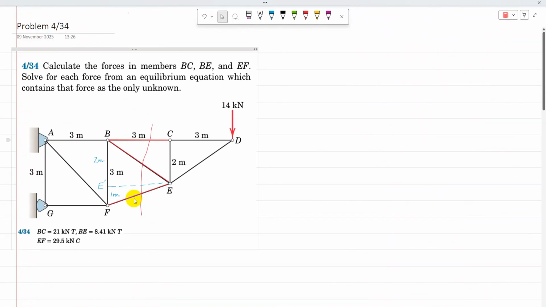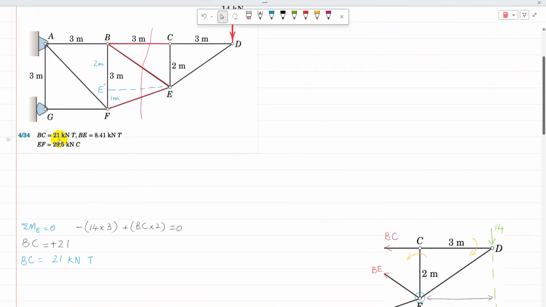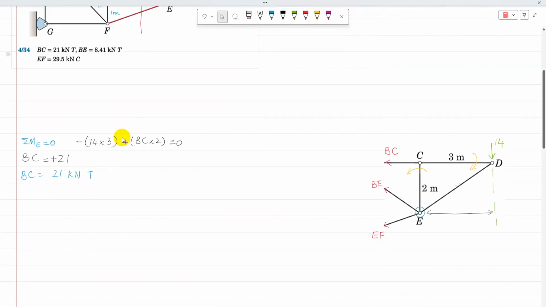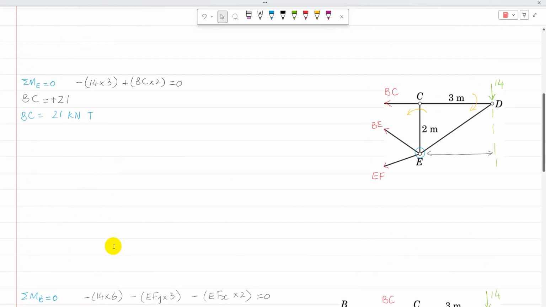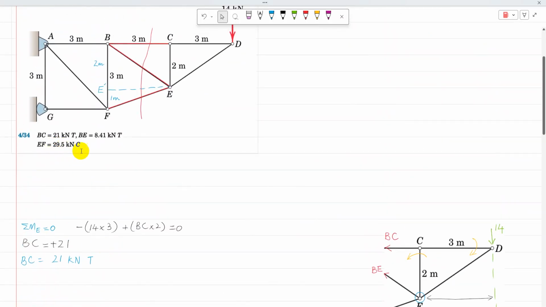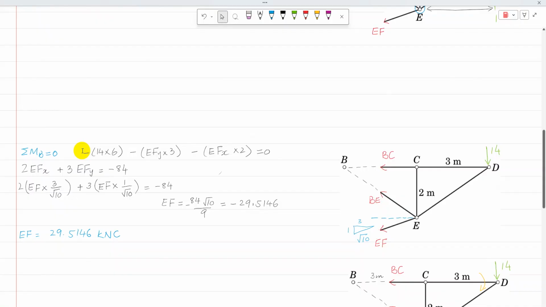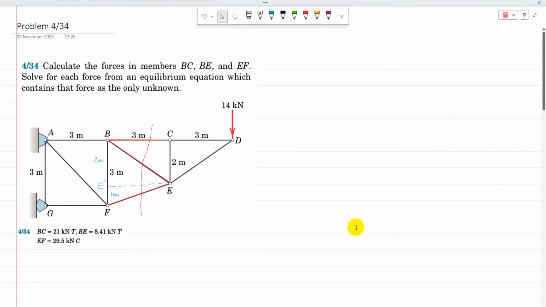The answers at the back of the book are BC equal to 21 kilonewton, so BC is 21 kilonewton in tension. BE comes as 8.41 kilonewton in tension. And EF is 29.5 kilonewton in compression. So that is the complete solution to this problem. Thank you very much for watching.